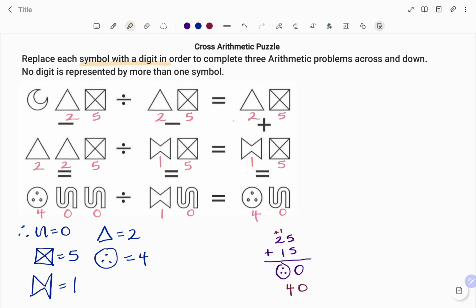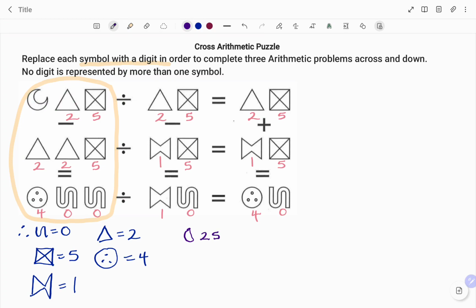And for my final shape, if I use the first set of equations, I'm going to write that out. I have the moon shape. I have the triangle, which is 2, the box 5. Then I'm subtracting the triangle, that's 2, 2, 5. And my answer is 0, 0. And then I have the button, which is 4. The button is 4.